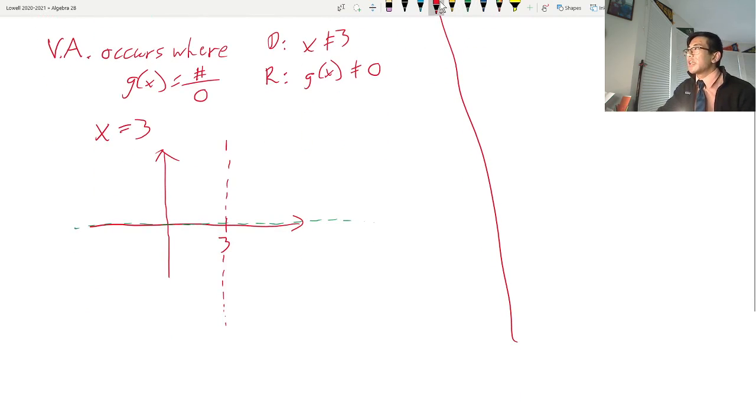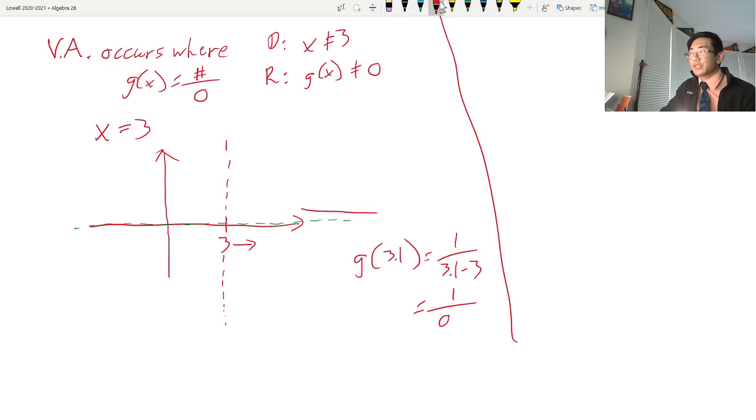Now we can see what's going to happen if I plug in a number like 3.1, a number on the right side of 3. As x gets bigger and bigger, your output is going to get smaller and smaller, so it's going to look something like that. But as you get closer to 3, for example g of 3.1, you're going to have 1 over 3.1 minus 3, which is 1 over 0.1, which is actually 10. So it's going to be way up here.